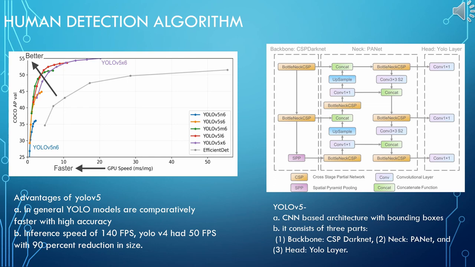YOLO V5 is mainly a CNN based architecture suitable for object detection tasks with the help of bounding boxes. It consists of 3 parts: backbone, CSP Darknet, neck, PANet, and head, the YOLO layer. The data are first input to the CSP Darknet for feature extraction and then fed to PANet for feature fusion. Finally, the YOLO layer outputs the detection results like class, score, location, size, etc. Although pre-trained models work pretty well in almost all scenarios, custom training boosts overall performance.